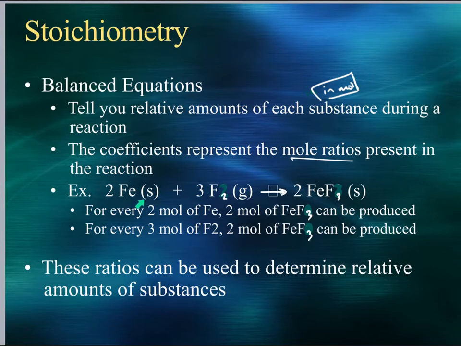But these coefficients, the 2, the 3, and the 2, what do they really tell you? They are mole ratios. It's how much in moles you either need to make the reaction happen or how many you're going to produce based on where they are in the reaction. These ratios can be used to determine the relative amounts of substances, which is what we're going to be looking at this section, next section, and really for much of the rest of the year.